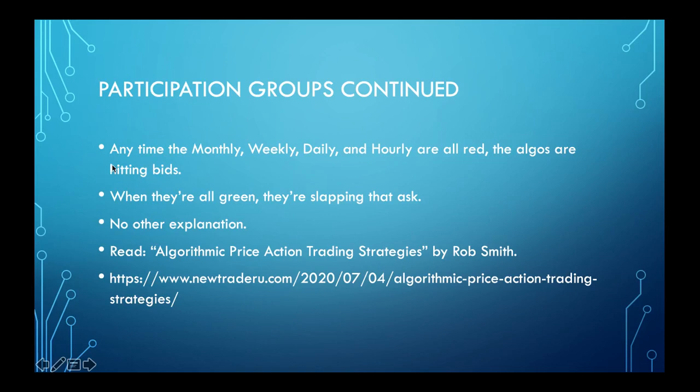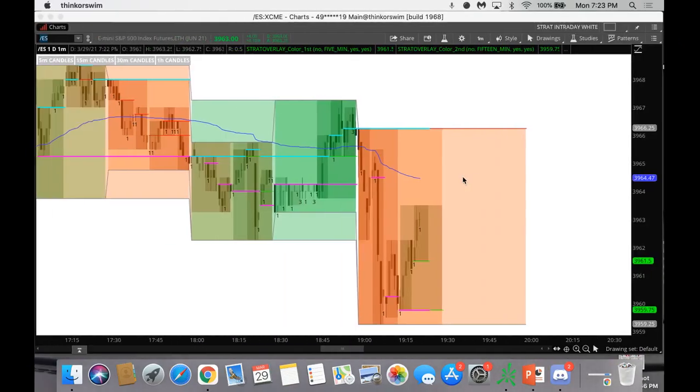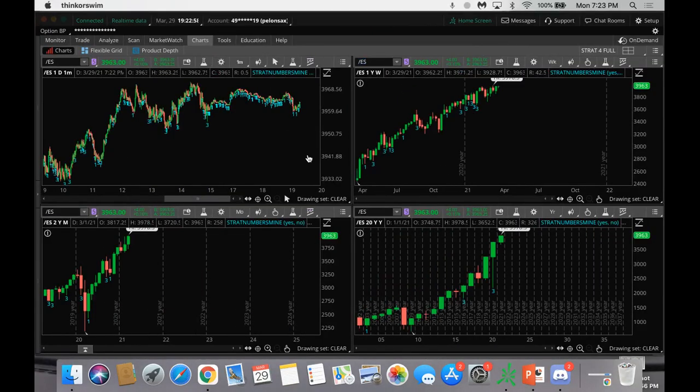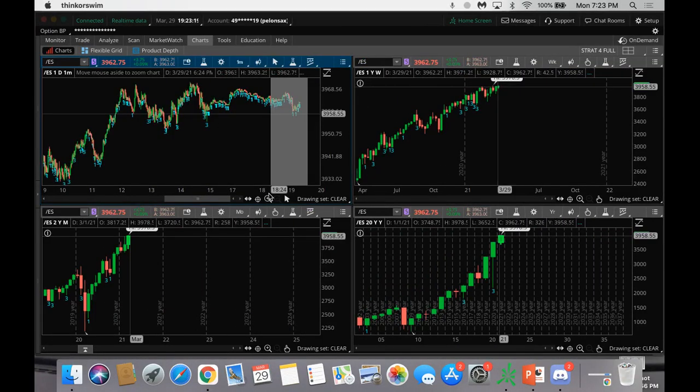Anytime the monthly, the weekly, the daily, and the hourly are all red, the algos are hitting the bids. Conversely, when they're all green, they're slapping that ask. So, how do we see that? Well, there's two ways to see it.